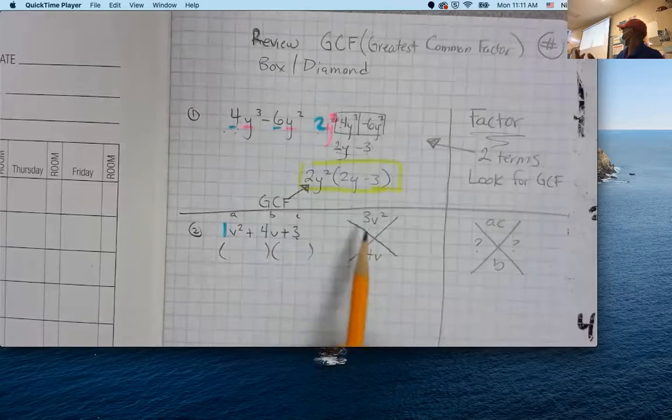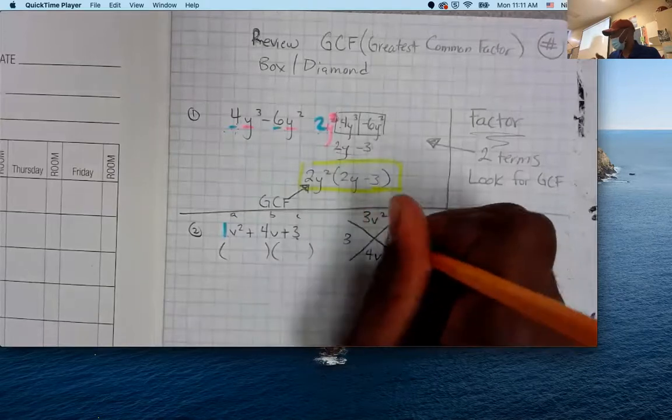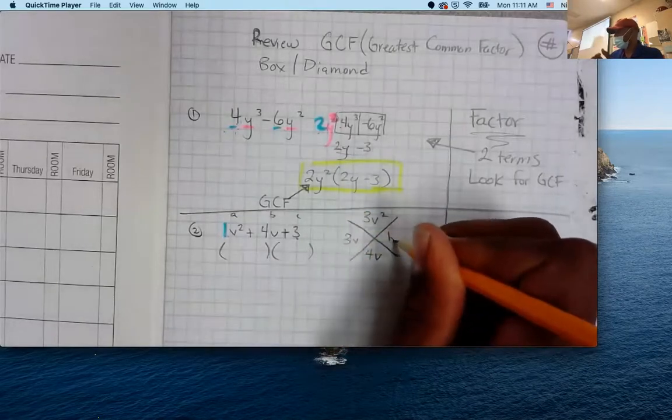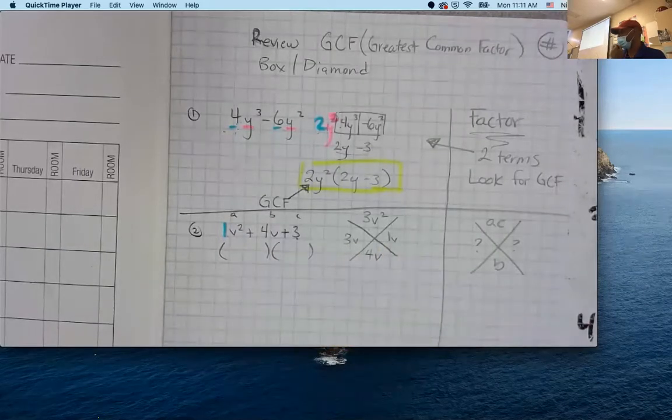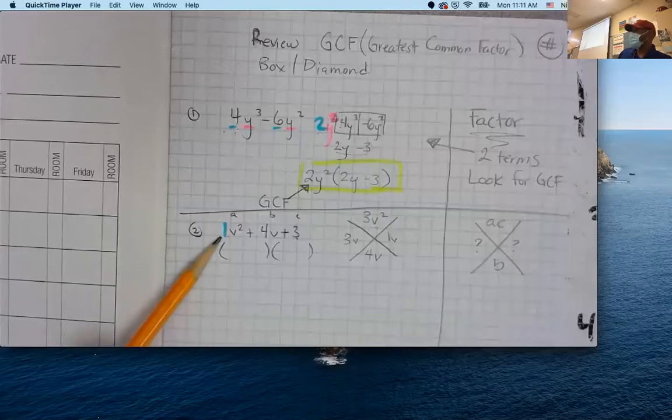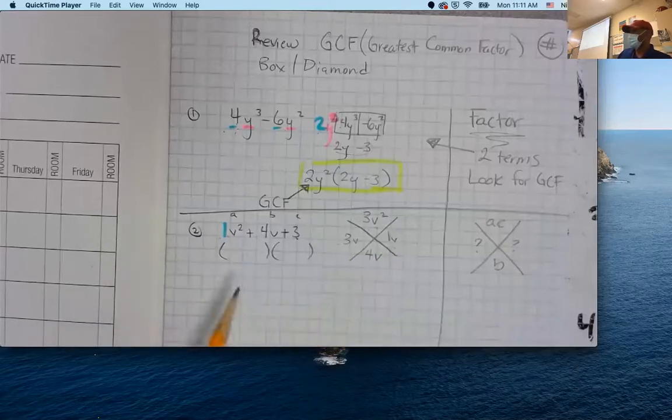So what multiplies to 3 but adds up to 4? 3 and 1. Now it's actually 3v and 1v, because you have to include the v there to get to that term. But as long as, again, that first number is 1, I can take those numbers and go straight to my factor, straight to the answer.